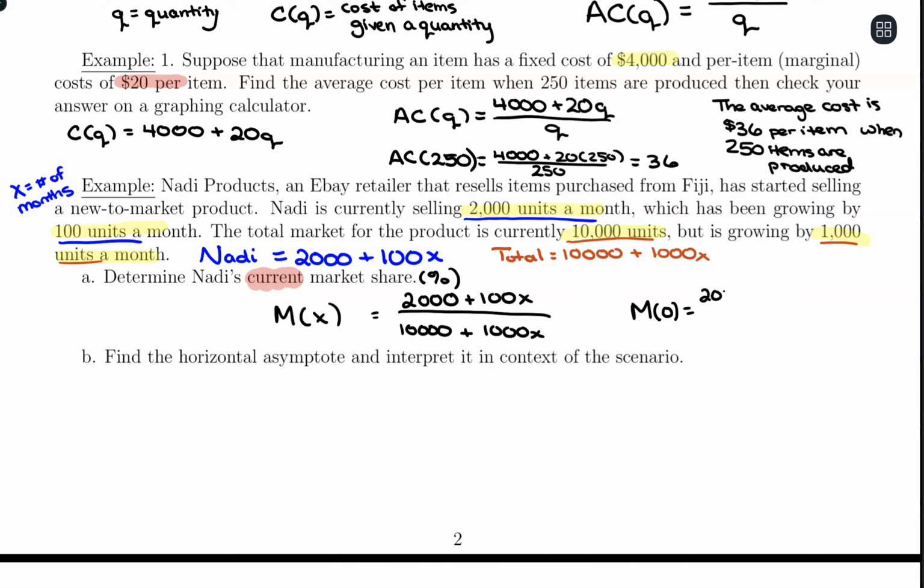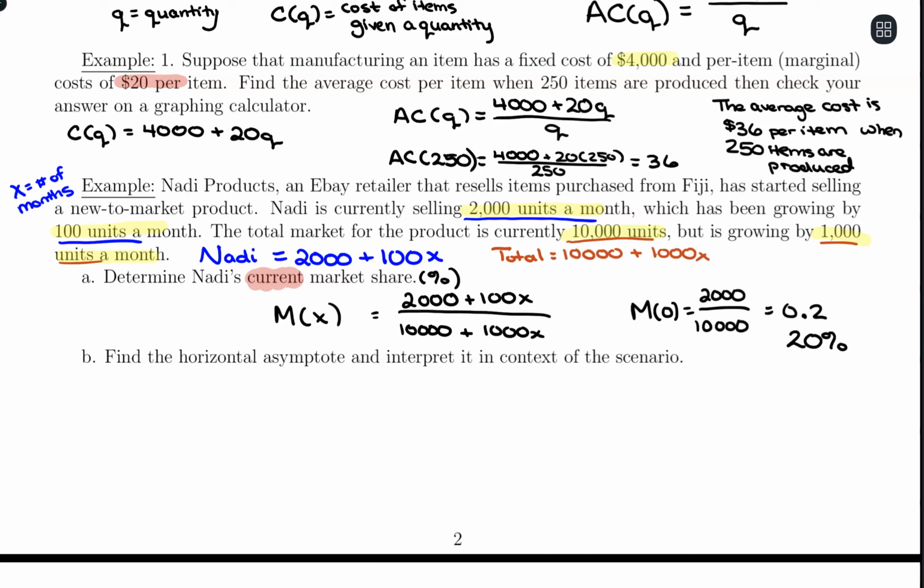So I'm taking 2000 plus 100 times 0, which is just 0, over 10,000 plus 1,000 times 0, which is just 0. So I end up with 2,000 out of 10,000. So this is what they're currently selling. So they're currently selling 2,000 units at Naughty, and then the total market is currently selling 10,000 units. So if we remove this idea of how it's going to change in months to come, we just have this 2,000 out of the 10,000, which is a 0.2. So that tells me their current market share is they're taking up 20% of the current market.